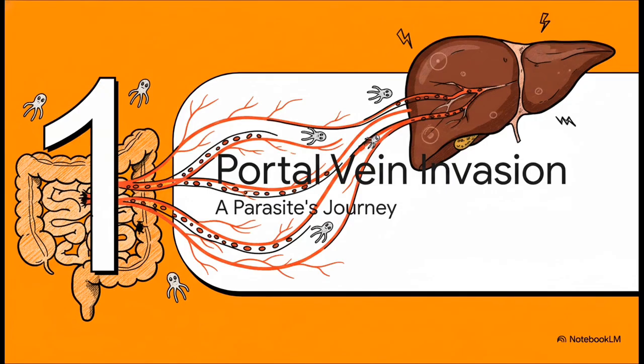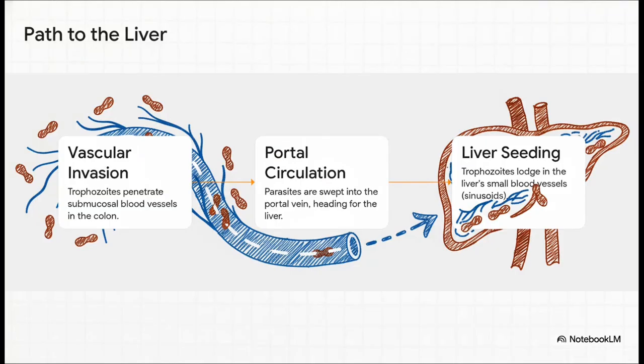So once those trophozoites chew through the intestinal wall, they get access to the submucosal blood vessels. And that, right there, is their ticket out. It gives them a direct, straight shot to one of the body's most vital organs, the liver, our metabolic command center. You know, this journey is a textbook case of hematogenous spreading through the blood. The trophozoites literally invade the blood vessels and get swept up into the portal circulation.